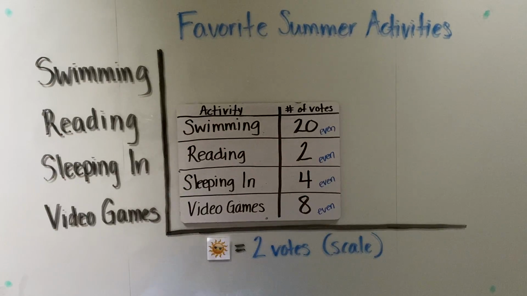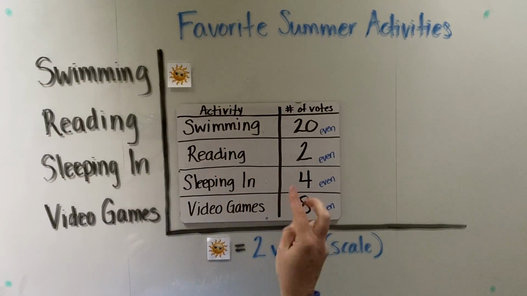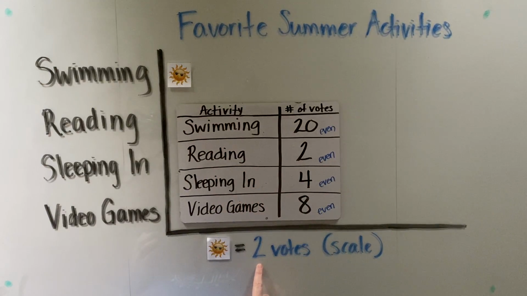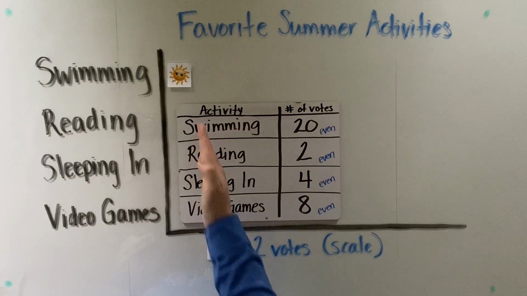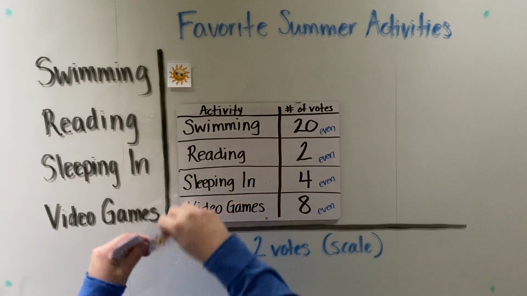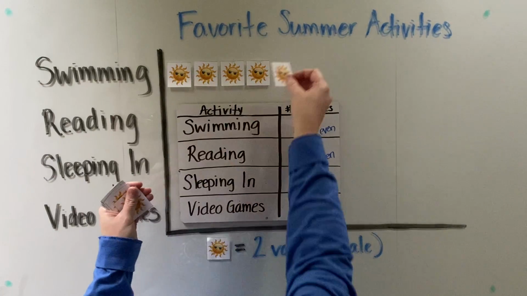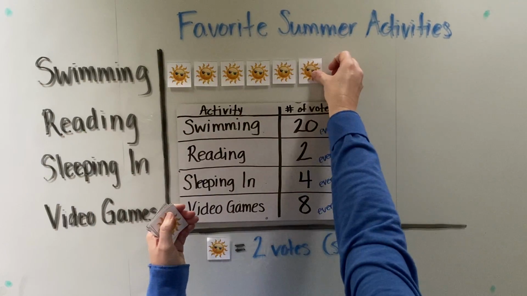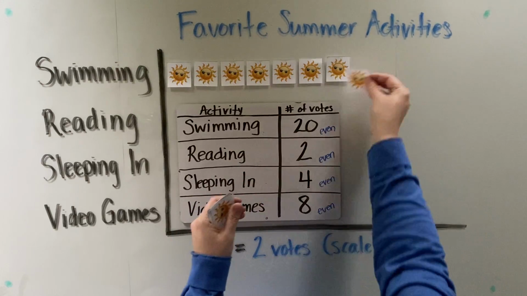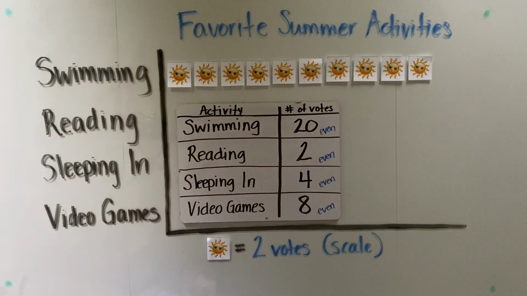I'm gonna start with swimming, 20 votes. So now I'm gonna have to put a row of pictures up there that's gonna represent 20 votes. But this picture here does not mean 1, it means 2. We've said each picture is going to represent 2 votes. So I'm going to add pictures of the sun until I get to 20, but I'm going to be skip counting by 2 by our scale. So there's 2, 4, 6, 8, 10, 12, 14, 16, 18, 20.